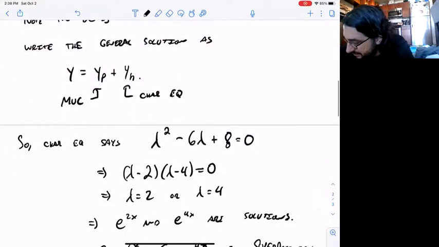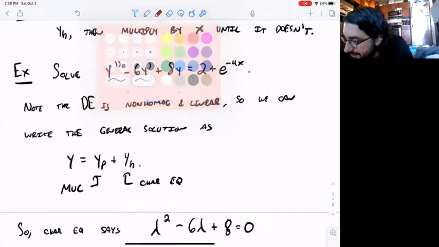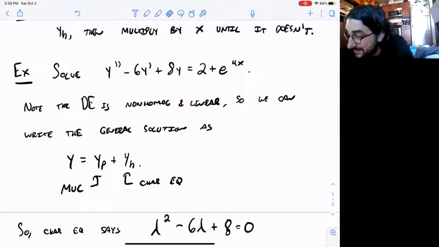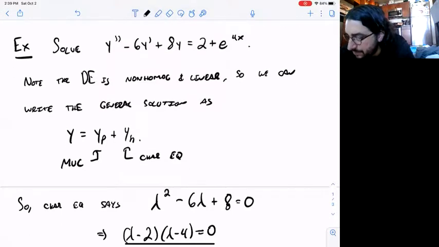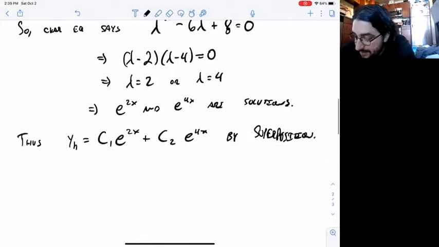And sorry, I'm realizing just now, I need to get rid of the minus in the original equation statement. I didn't want e to the minus 4x, just e to the 4x. So blast that one. There we go, now it's correct. I want the right hand side to be 2 plus e to the 4x. Okay, so we found the y sub h, the homogeneous solution, by superposition and the characteristic equation. Now from here, I want to get my particular solution.